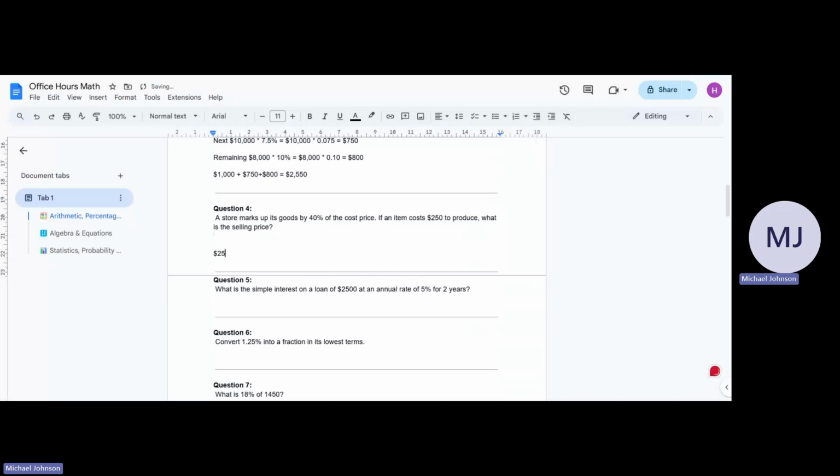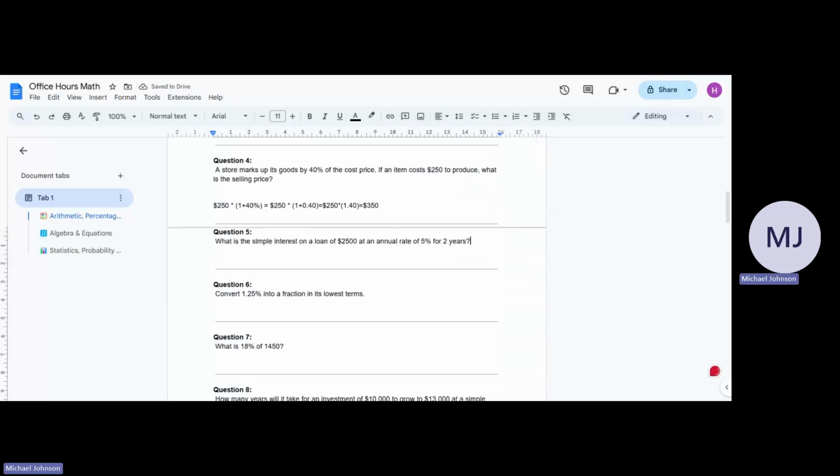So we do 250 times 1 plus your 40%. That'd be the same as 250 times 1 plus 0.40, 250 times 1.40. And then when we do that, 250 times 1.40, the answer we would get would be 350. So that's how much we would get for that one.